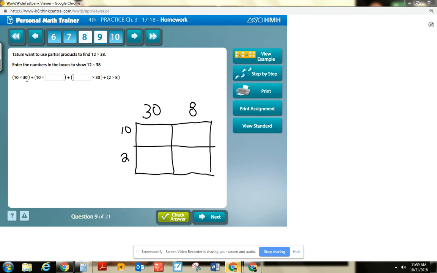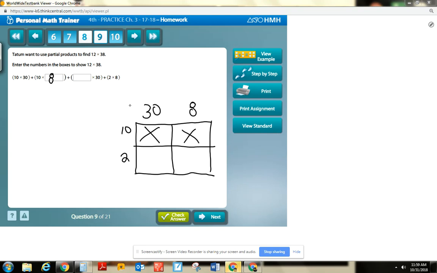So let's take a look here. All these parentheses, all these fill in the blanks kind of throws us off. So let's do 10 times 30. All right, they got that done. And you'll notice I'm not even finding the product here because I don't need to find the product. I'm just building that equation. Now we're going to do 10 times 8. Oh, okay. So I put in the 8 here.